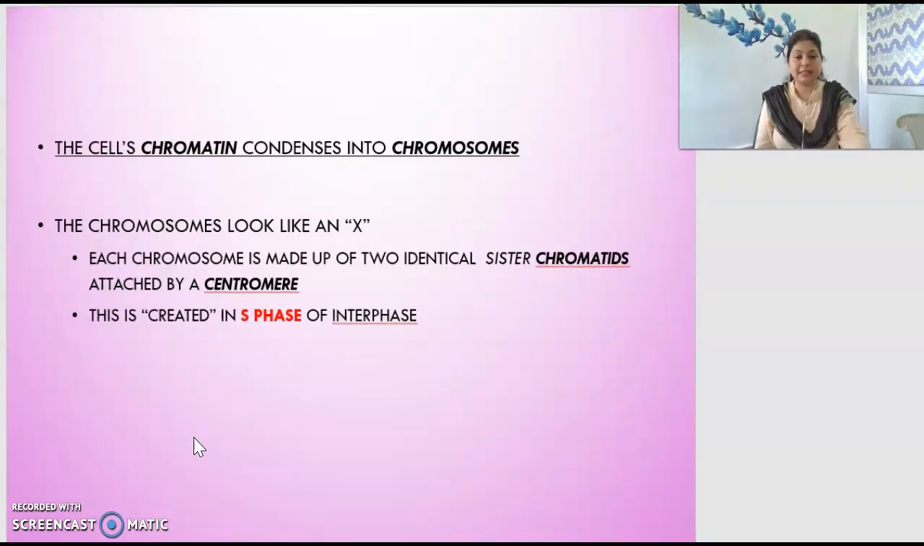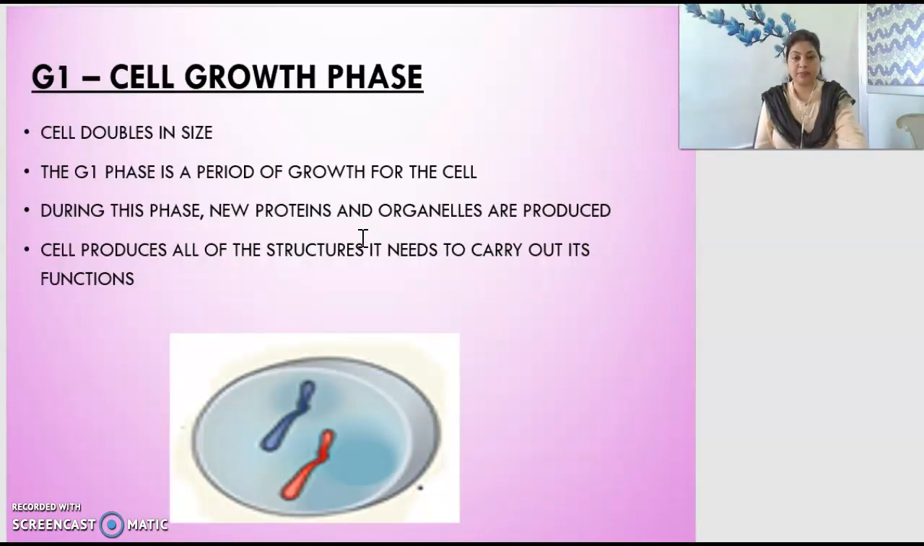Here, the cell chromatin condenses into chromosomes. The chromosome looks like an X-like structure where each chromosome is made up of two identical sister chromatids attached by a centromere. This is again created in the S phase of interphase.